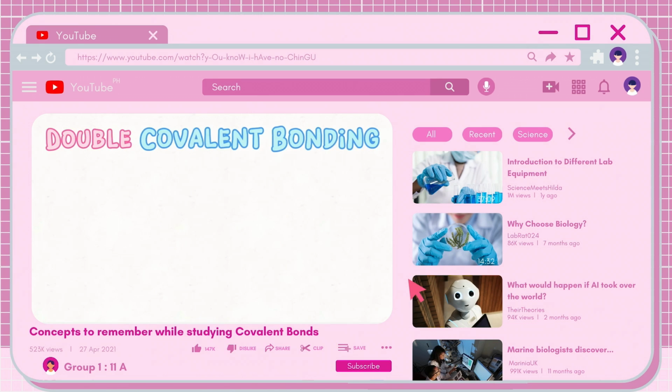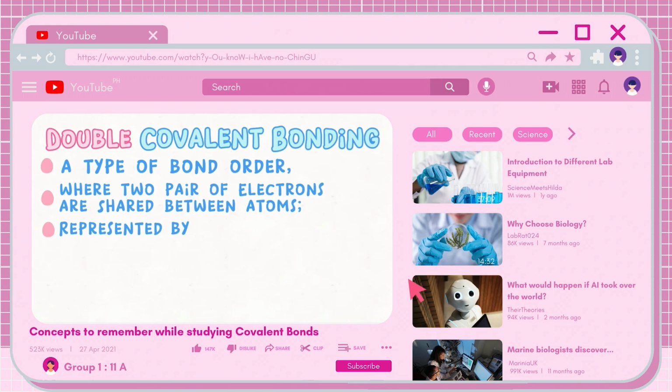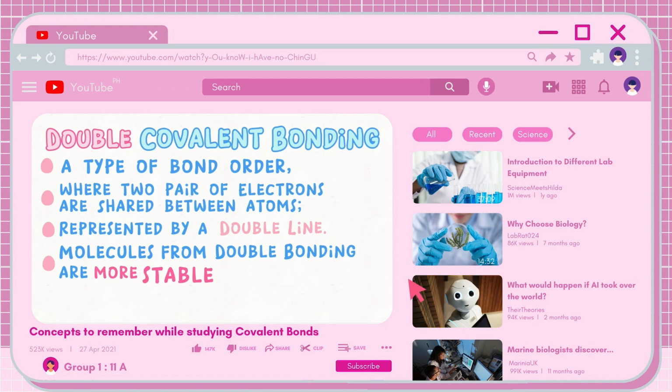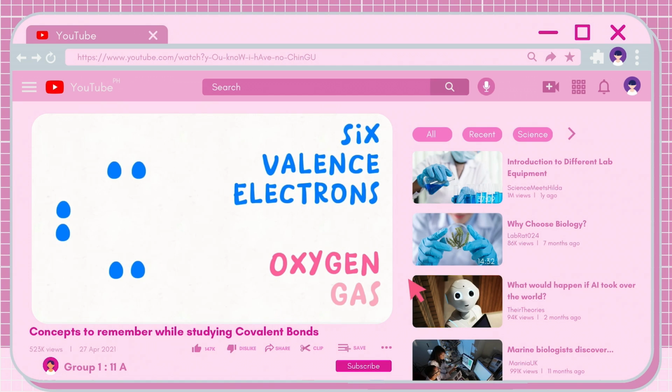Double covalent bonding is another type of bond order where two pairs of electrons are shared between atoms and is represented by a double line. Compared to the single bonded molecule, molecules from double bonding are more stable and stronger. An example of this is oxygen gas. Oxygen has 6 valence electrons, therefore it needs another 2 to complete the octet.